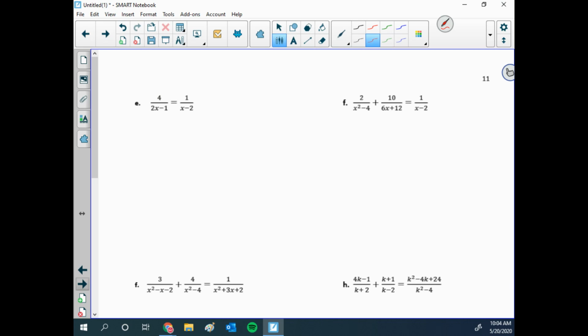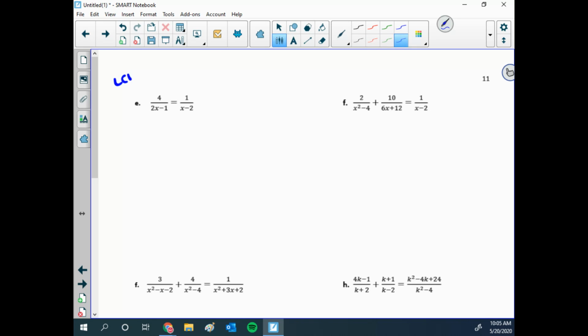Which one do I want to take a look at? Okay, let's take a look at E, I guess the easier start. So E is 4 over 2x minus 1 equals 1 over x minus 2. So again, to solve, we should factor. These are pretty simple fractions, so I don't really need to factor those.